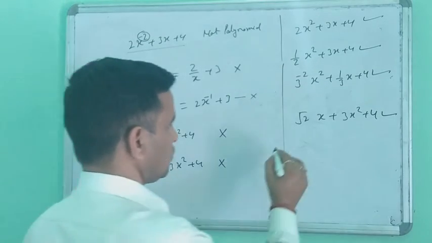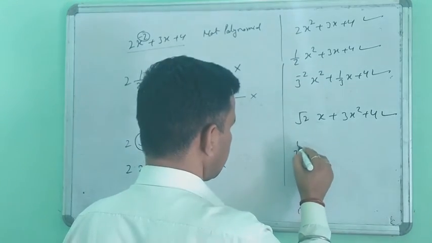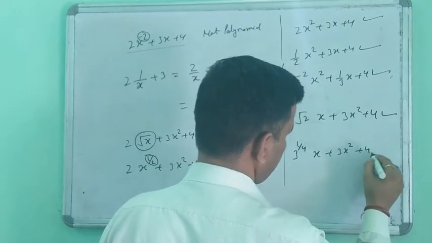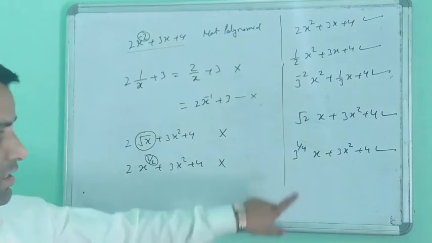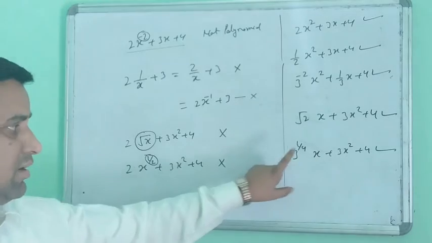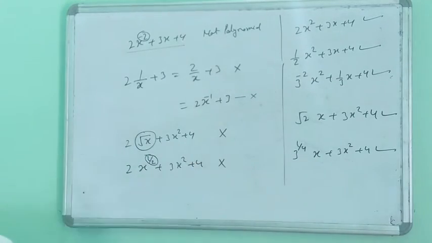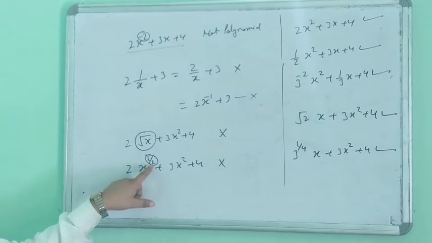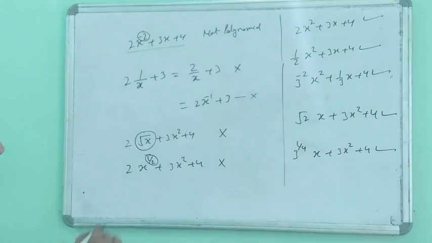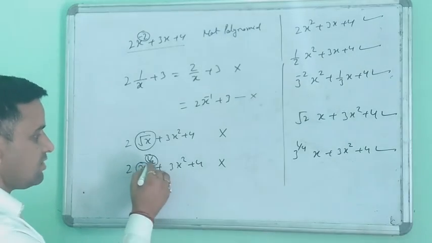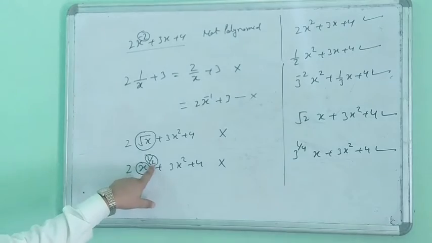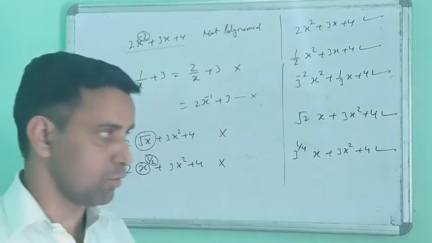Second thing, suppose here you write 3 exponent 1 by 4 x plus 3x power 2 plus 4. This is also a polynomial because this fraction is applied only to the constant number, not the variable. So this is a polynomial, but in this one the fraction form is applied to variables. So this is not a polynomial, because any variable having a fraction power is not a polynomial.